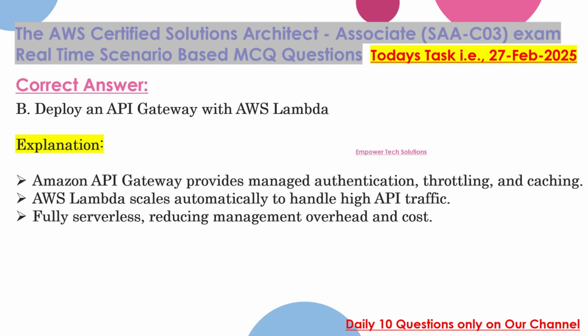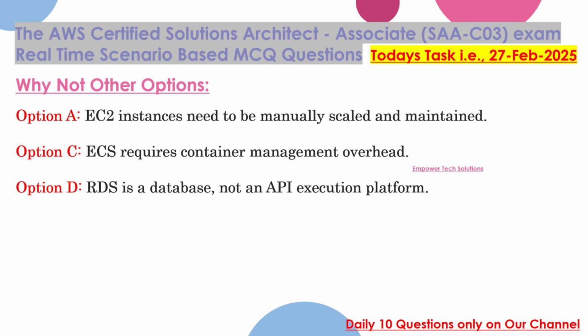Explanation: Amazon API Gateway provides managed authentication, throttling, and caching. AWS Lambda scales automatically to handle high API traffic. Fully serverless, reducing management overhead and cost. Why not other options? Option A: EC2 instances need to be manually scaled and maintained. Option C: ECS requires container management overhead. Option D: RDS is a database, not an API execution platform.